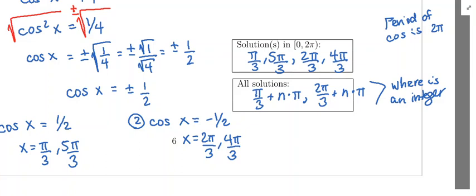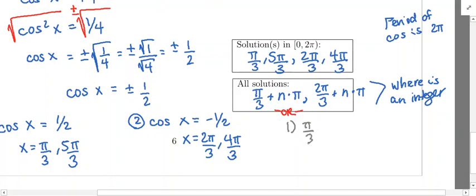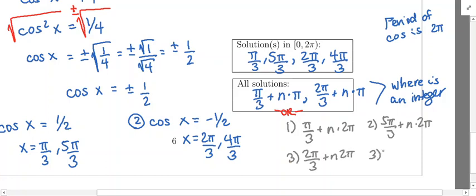But again, at the end of the day, if you didn't see that, it is perfectly fine to just write them out individually. Okay, so I'll put a big or here. You can just say pi over 3 plus n times 2 pi, and then the second equation, 5 pi over 3 plus n times 2 pi, and then the third equation, 2 pi over 3 plus n times 2 pi, and then the last equation, you can just say 4 pi over 3 plus n times 2 pi.